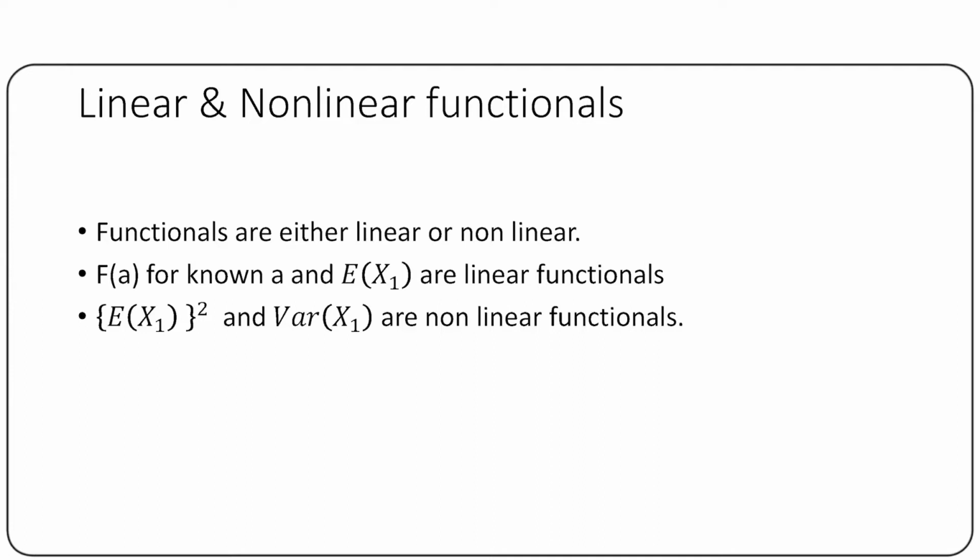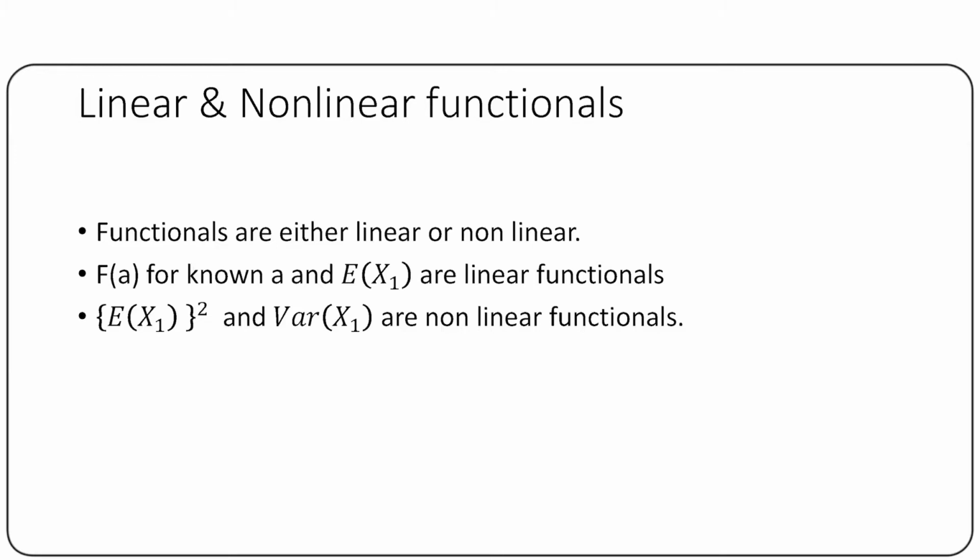Now we shall consider some examples of nonlinear functionals. For example, expected value of x and its square. So we get the square of the expected value. This is also a functional but is nonlinear. Another functional of interest is the variance of x. Really, this variance of x is also a nonlinear functional. So how to check whether a functional is linear or nonlinear? So we consider a related example.